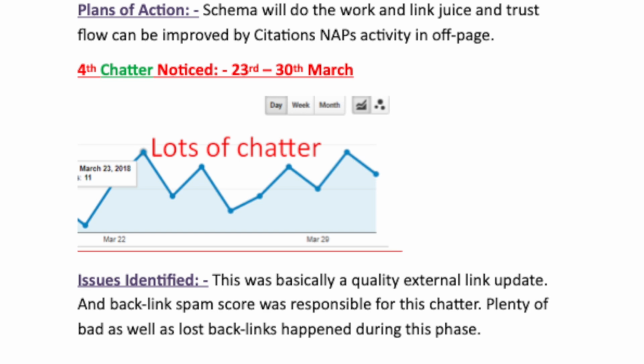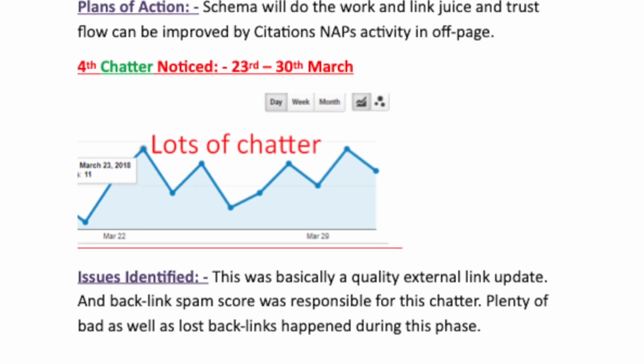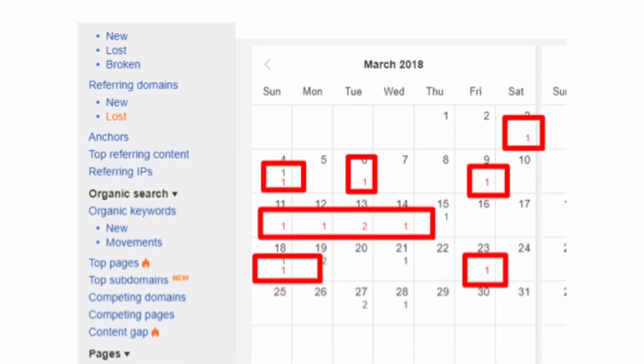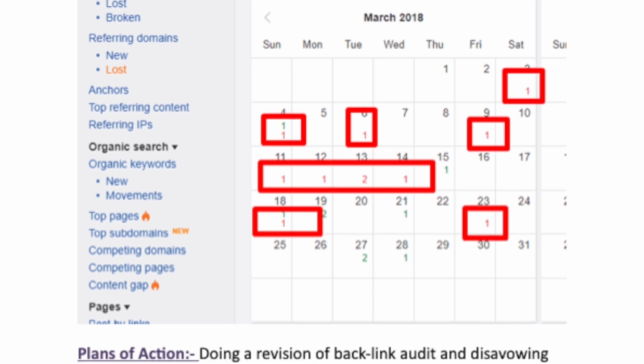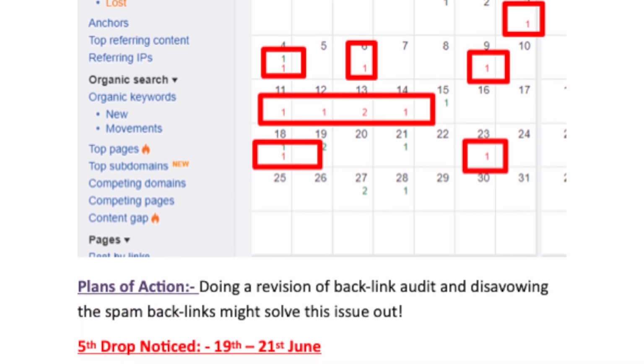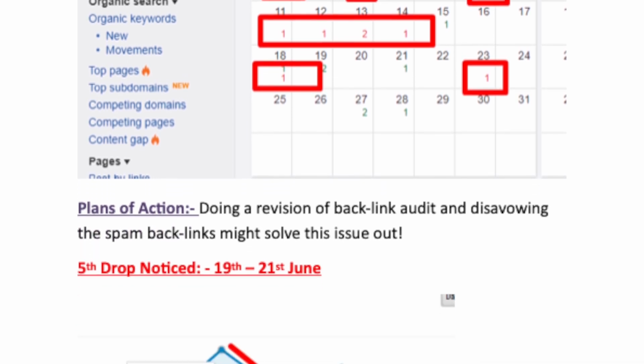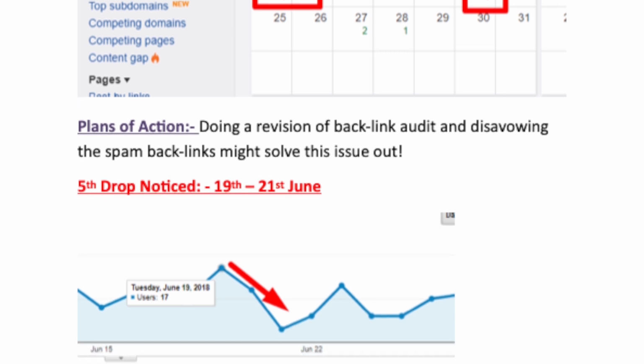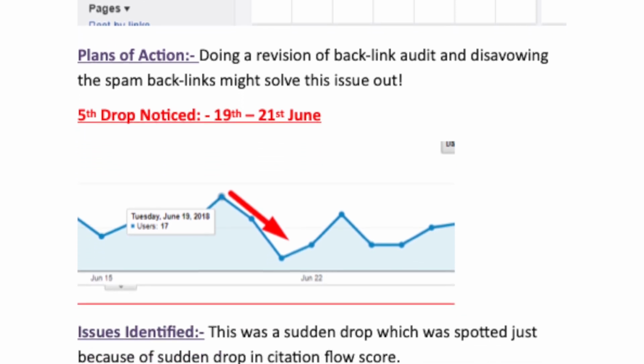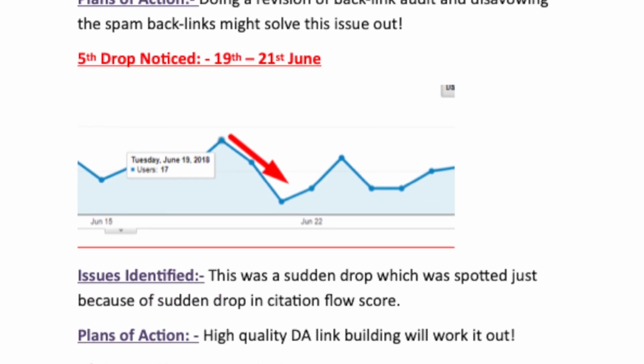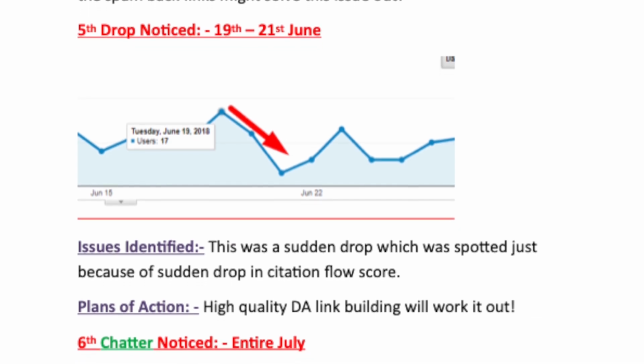After that, we checked the topical authority, or the topical trust flow, which means the relevance of the backlinks. As you can see in the screenshot, 6 chatter was noticed in the entire July. Some of them don't make sense, so we even lifted those backlinks to make sure that they are not relevant.